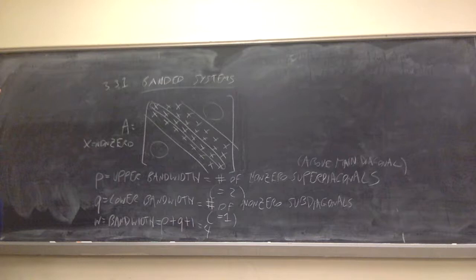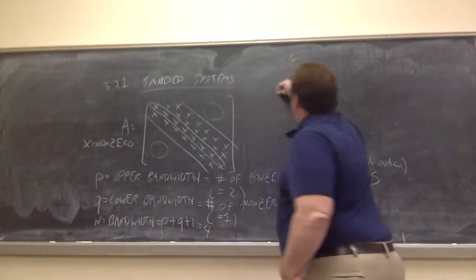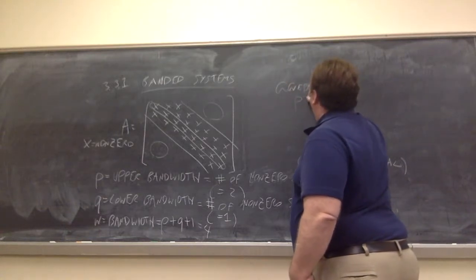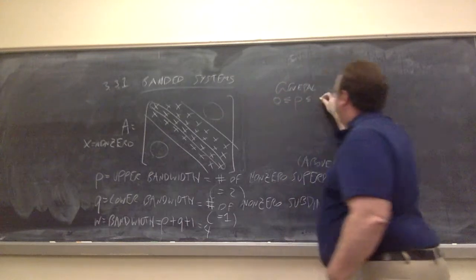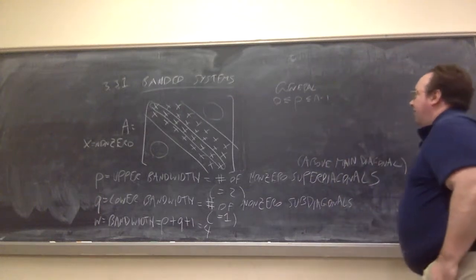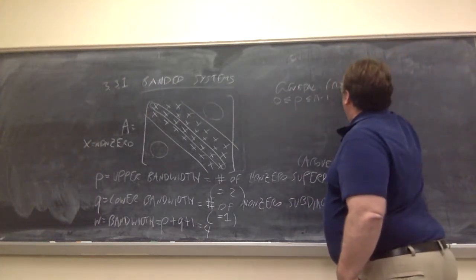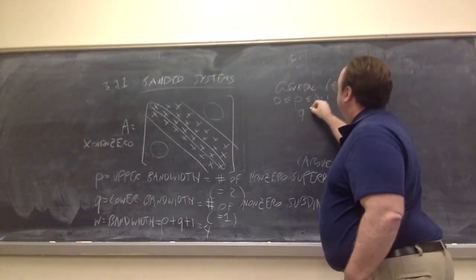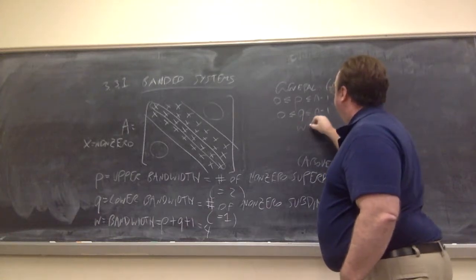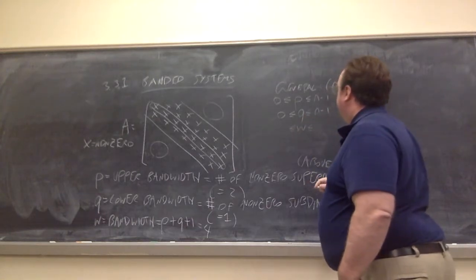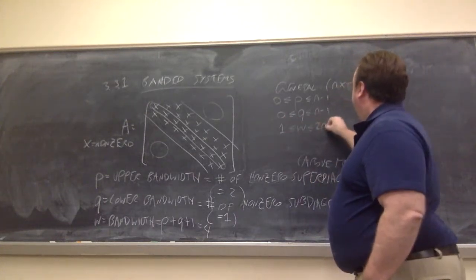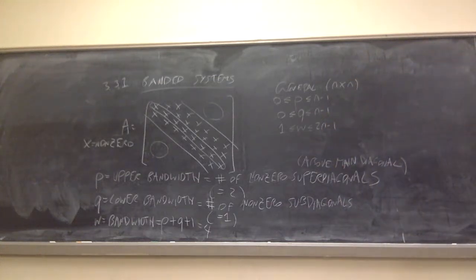So in general, the upper bandwidth is non-negative, and it's at most n minus 1. You can have as many as n minus 1 diagonals above the main diagonal. This is for an n by n matrix. The lower bandwidth is also between 0 and n minus 1. And therefore W, well, we always lump in the main diagonal, so this is at most 2n minus 1.